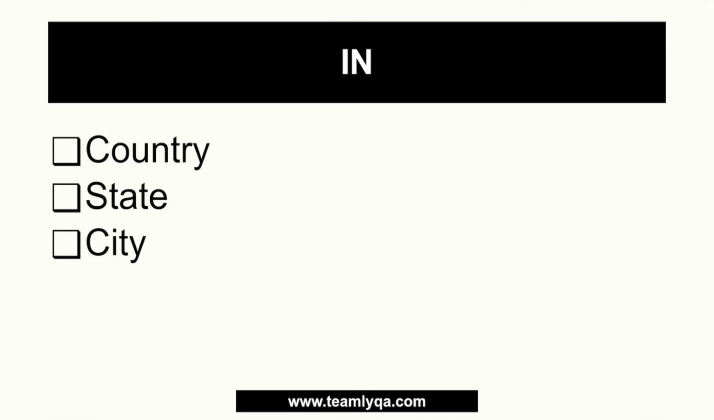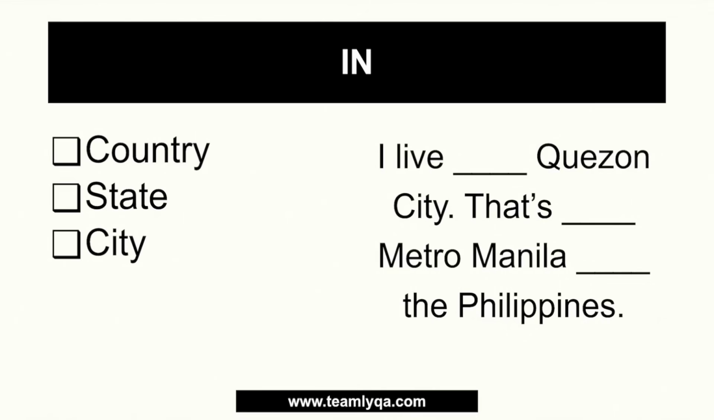Now, you use in terms of location when we're talking about yung country, state, or the city. Okay? So, ibig sabihin, kung ang sinusundan niya ay isang country, isang state, or isang city, you use the preposition in. Now, we have this example right here. We actually have a couple. No? Sabi dito, I live blank Quezon City. That's blank Metro Manila, blank the Philippines.